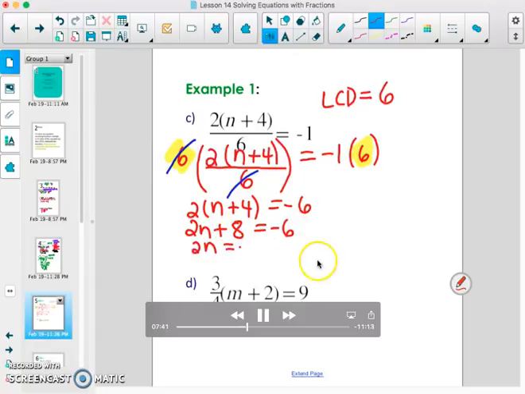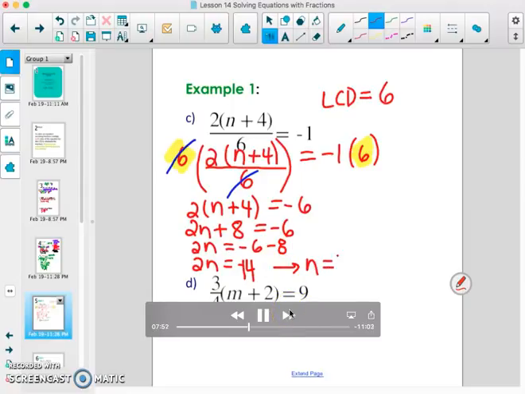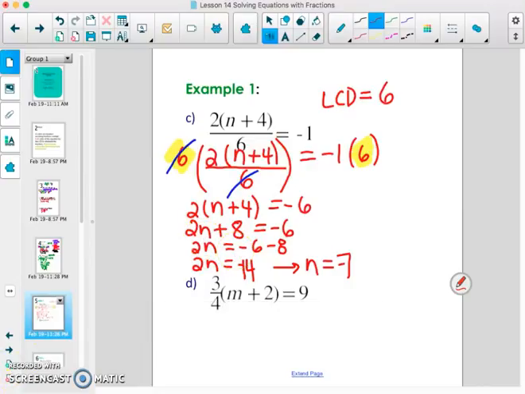We're going to bring that 8 over. We get a negative 14 there. And that means that if we divide both sides by 2, we're going to get n is equal to negative 7. Okay? So I'm going to breeze through this other part. I'm going to focus more on the fractions because you should be comfortable with this part by now. And if you're not, that's a clue to go watch some of the other videos again.